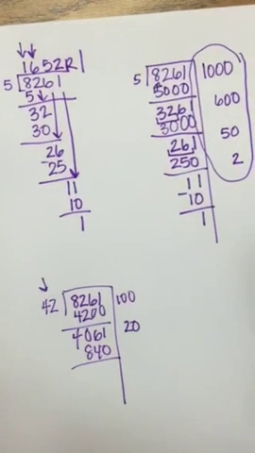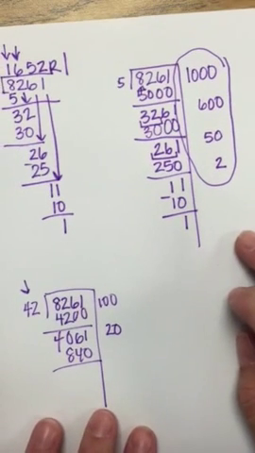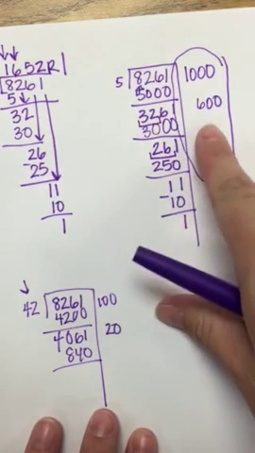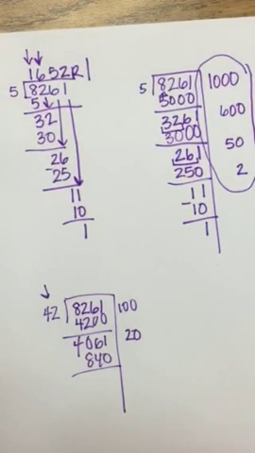So I hope this helps clarify the difference between the standard algorithm and the partial quotients and that you can see they really are the same and they're showing students the same process. By having students do partial quotients first, it makes switching over to the standard algorithm much easier and more understandable for them.